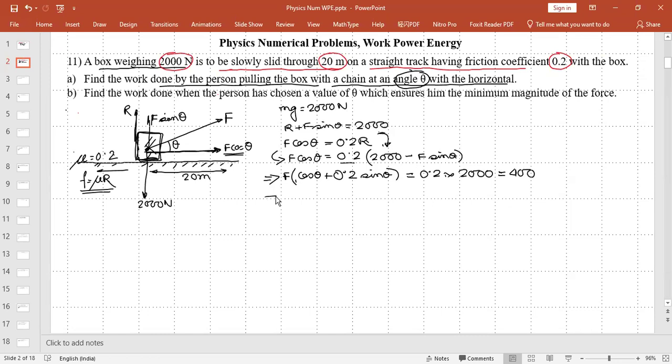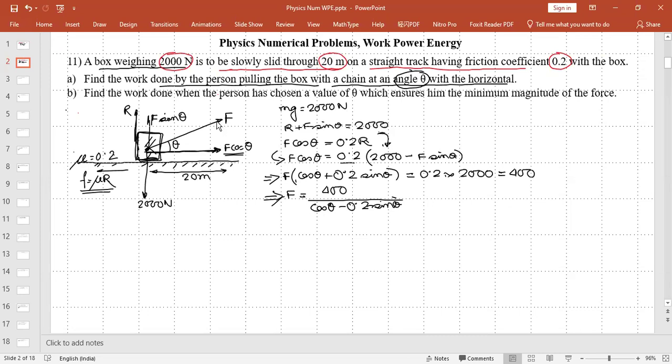So here we get F is equal to 400 divided by cos theta minus 0.2 sin theta, right? So this is the force. This is the force F that we have found.